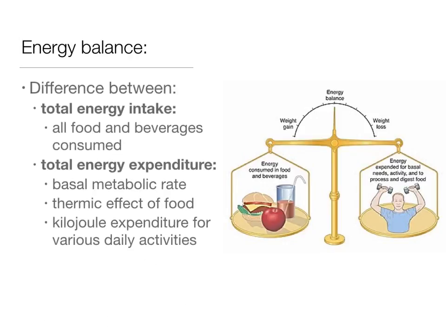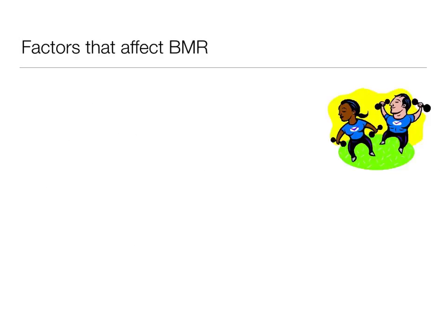To recap, energy balance is the difference between total energy intake of all food and beverages consumed and the total energy expenditure from basal metabolic rate, thermic effect of food, and the kilojoule expenditure for various daily activities. It's important to know that certain factors can also affect BMR, making it higher or lower than expected. The first factor we've already considered, which is gender, in that males have a higher BMR than females due to a higher amount of lean muscle tissue.